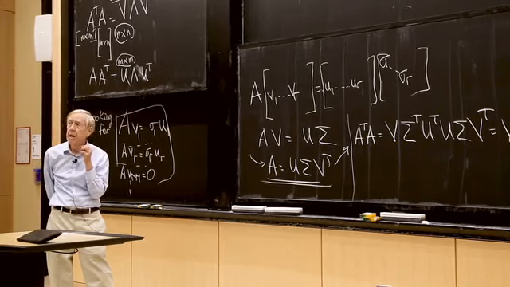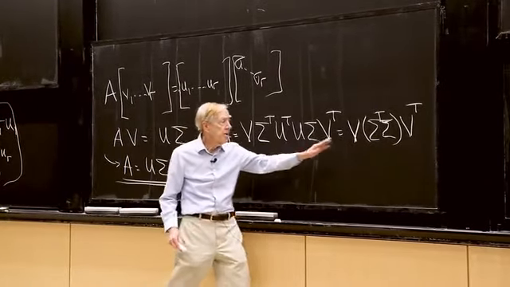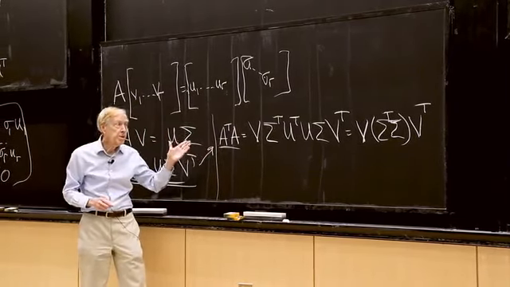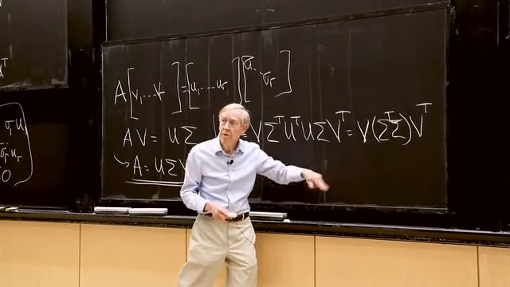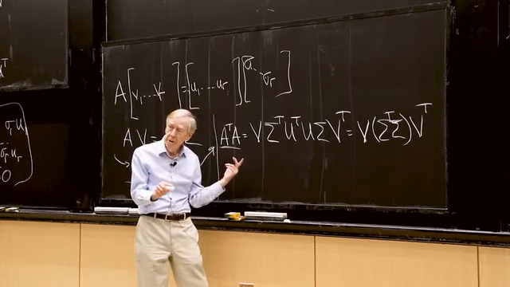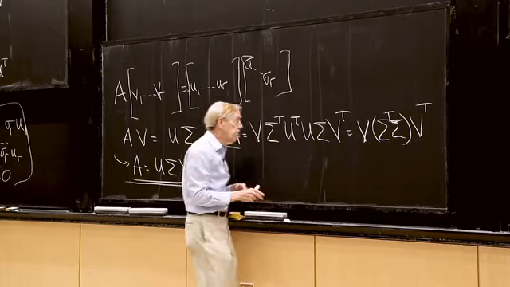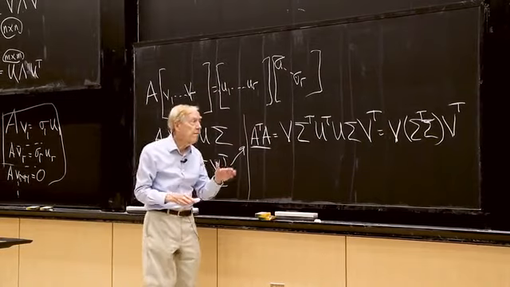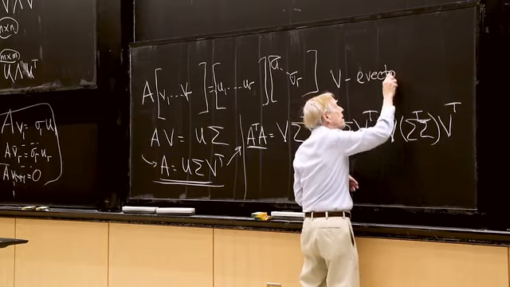What does that tell me? What does that tell all of us? A transpose A has this form. Now, we've seen that form before. We know that this is a symmetric matrix, symmetric and even positive definite. So what are the V's? The V's are the eigenvectors of A transpose A. Here, this is the Q lambda Q transpose for that symmetric matrix. So we know the V's are the eigenvectors of A transpose A.